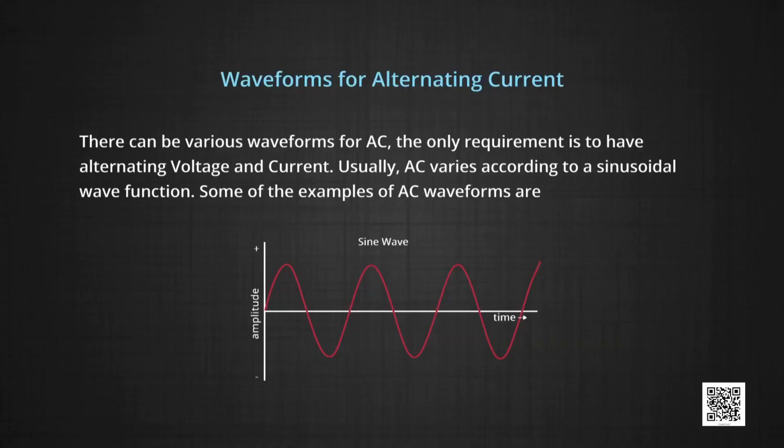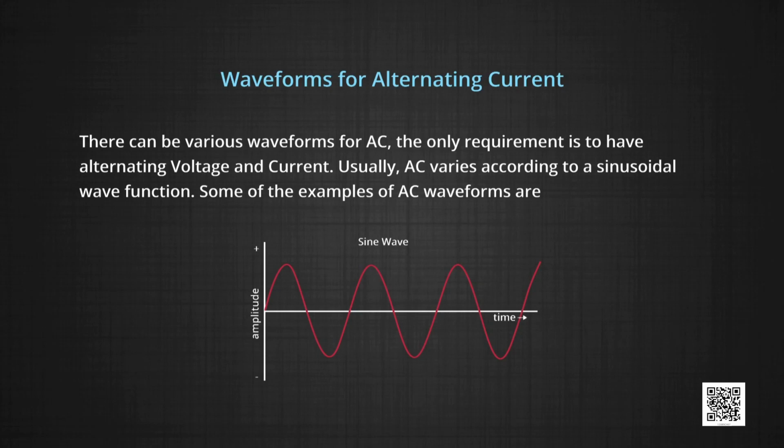Now we will see here the waveform of alternating current. There can be various waveforms for AC. The only requirement is to have alternating voltage or current. Usually AC varies according to a sinusoidal wave function. Some examples of waveforms are, yes, look here, we have AC waveform. At the same time we can see this graphic, how 3-phase or live AC appears.